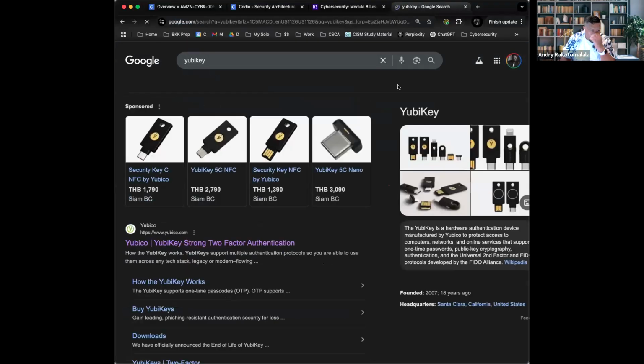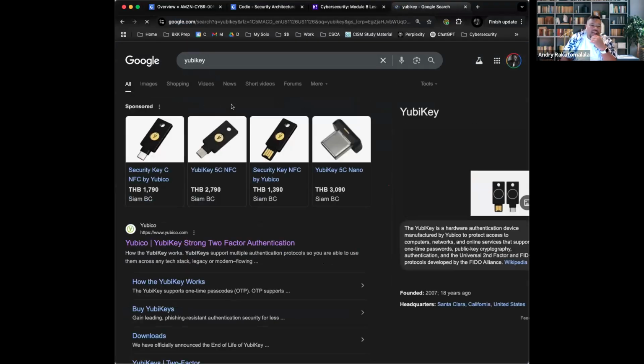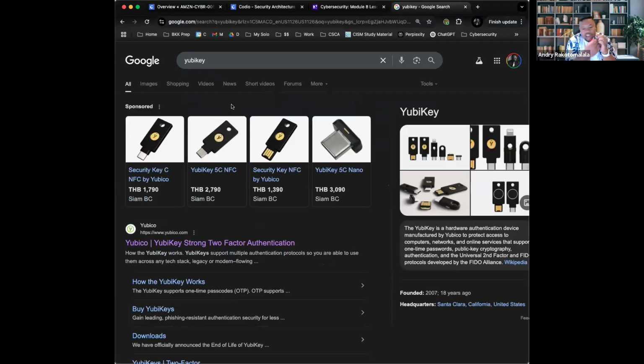A YubiKey is essentially like a physical two-factor authentication or multi-factor authentication. I have one and I carry it with me all the time. This has a very specific signature on it that is only applicable to me, and only I can use it to access any of my accounts. No one else can access any of my accounts unless they physically have this.